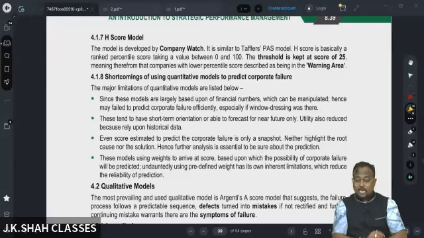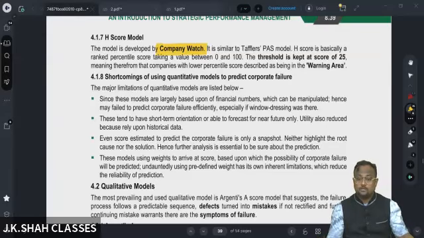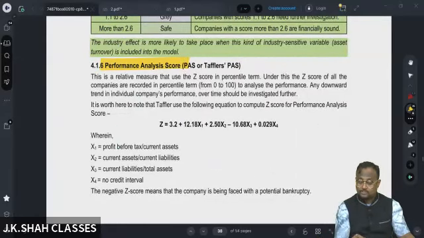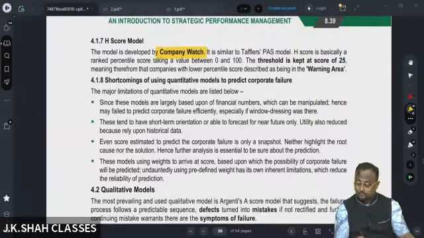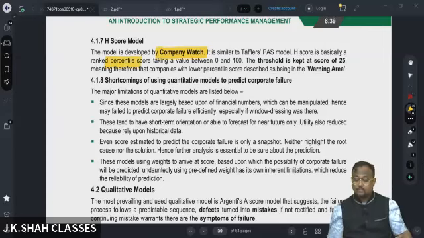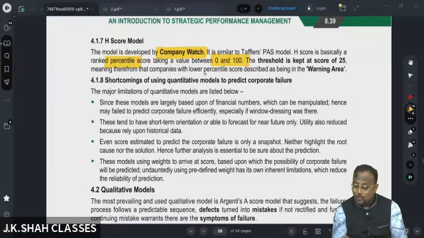चलो आगे बढ़ते हैं. H score model. The model is developed by Company Watch. It is similar to Taffler's performance analysis score. H score is basically a ranked percentile. It's a ranked percentile score taking a value between 0 to 100. The threshold is kept at a score of 25, meaning that companies with lower percentile are in a warning area.